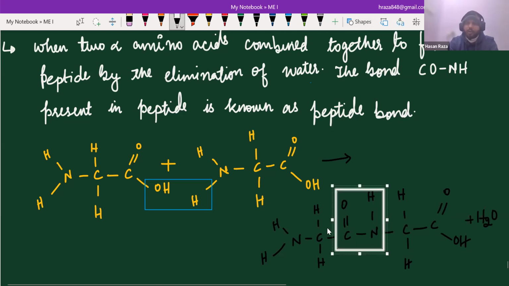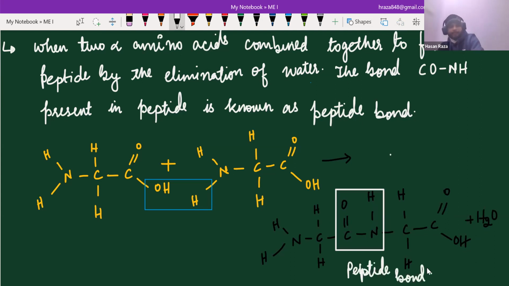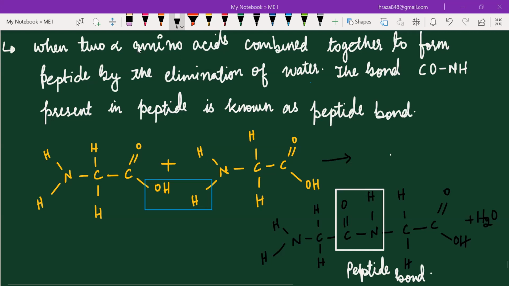Now as you can see, this part is basically your peptide bond, CONH. Is that clear, Sakina? Yes, sir. Okay, thank you. Please do write it. Done, sir. Very good. Sir, 1 minute, I'm drawing the last structure. Okay.